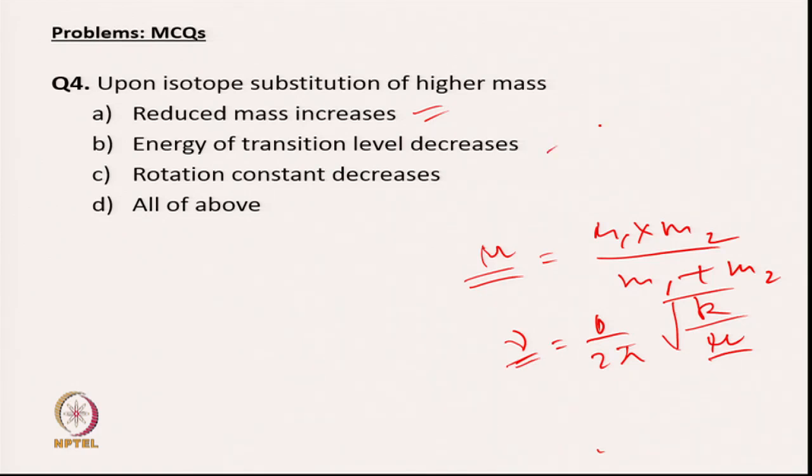And then about rotational constant, so B is equal to, we need to know what B is, and B is inversely proportional to I, and since I relates to mu, you can also write 1 by mu, and so B will decrease with increase in mu, which is the reduced mass. So, basically all of the above, the D option, is correct.